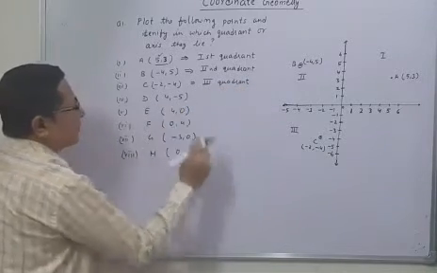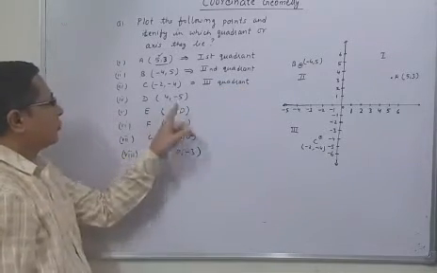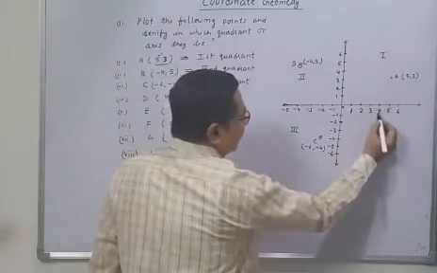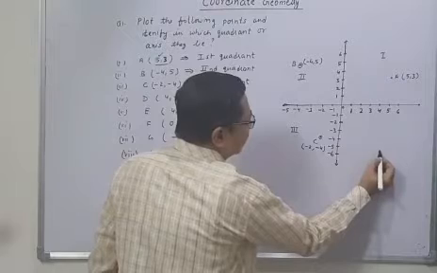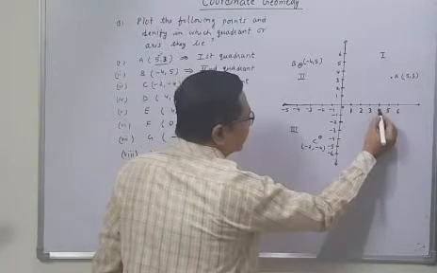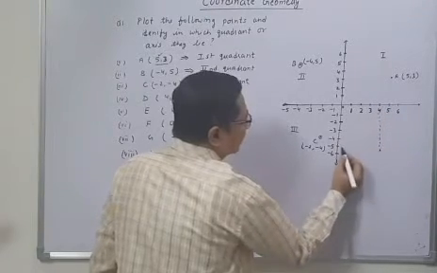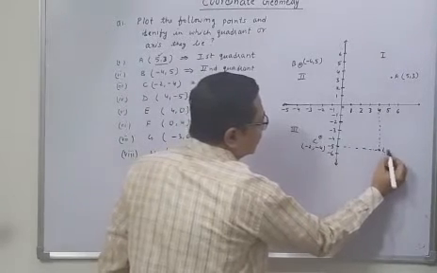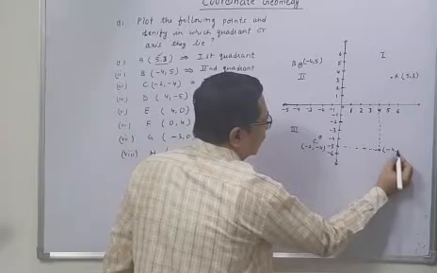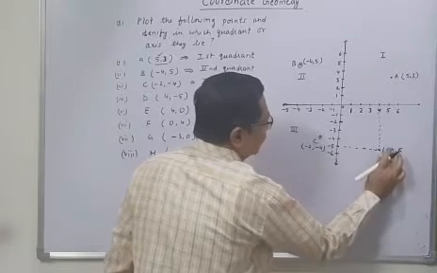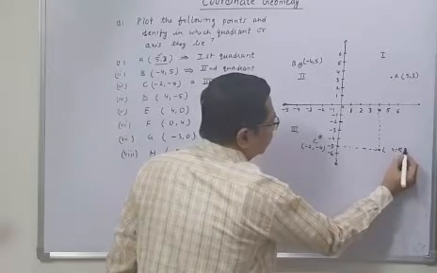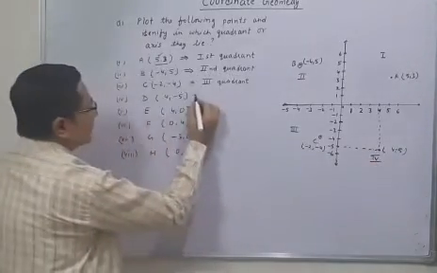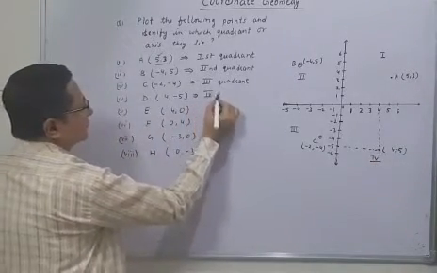Now let us take the point 4, minus 5. Now this is 4 and minus 5 will be here. So this point is D, 4, minus 5. And that is lying in which quadrant? Fourth quadrant. So this lies in the fourth quadrant.